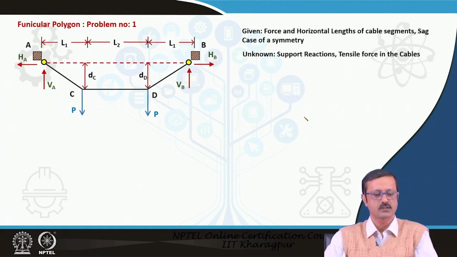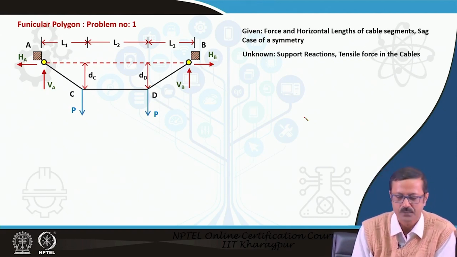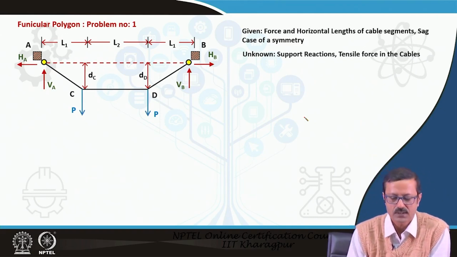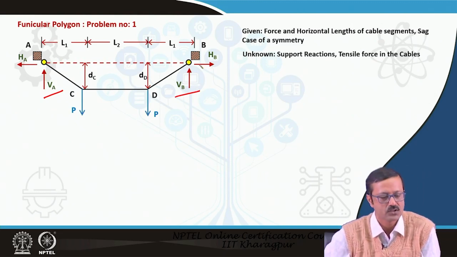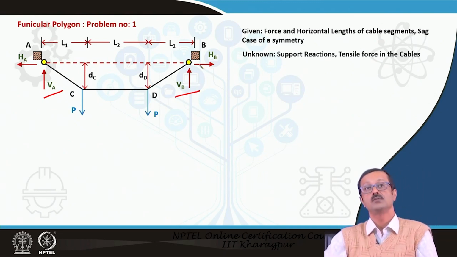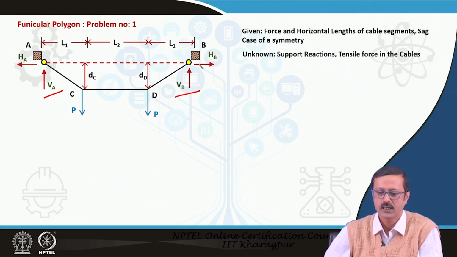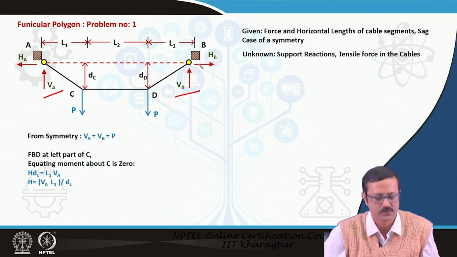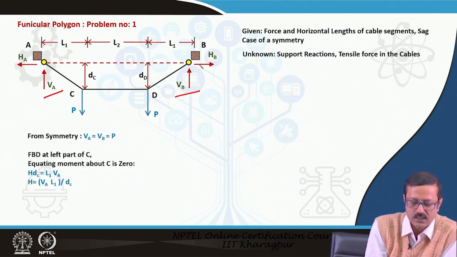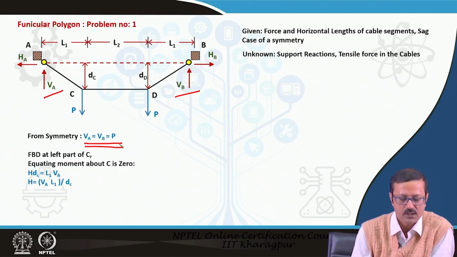I have taken a funicular polygon with two such forces P, and at A and B there are supports, and as you know, these supports will have reactions, V A and V B, and there will also be horizontal reactions H A and H B, but H A and H B will be equal because otherwise there will be imbalance in the x axis direction. So, here the unknowns may be the support reactions or the tensile forces. From the symmetry we can say V A and V B are equal to P, because the forces are twice P downward and it is symmetrical.